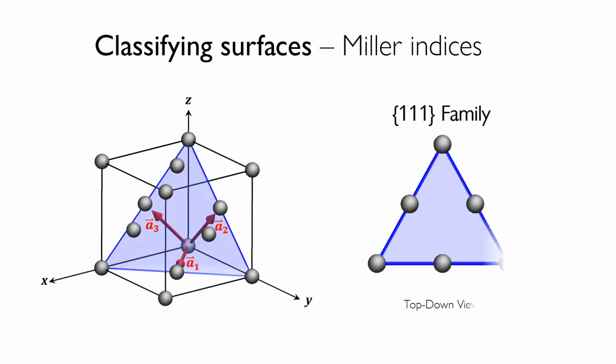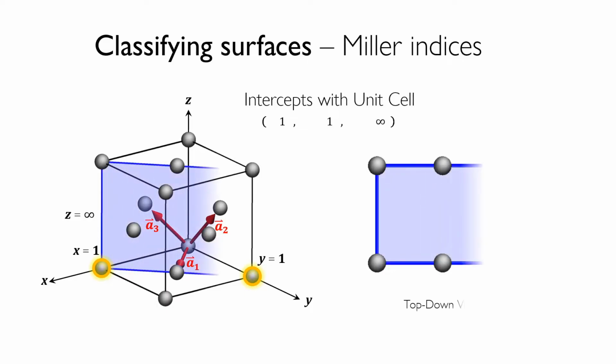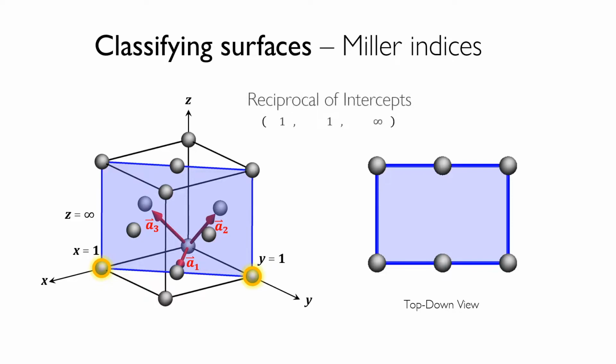Another important facet is obtained by a cut that intersects with the x and y axes at x equals 1 and y equals 1 and spans the entirety of the z-axis. In this case, the intercepts can be thought of as x equals 1, y equals 1, and z equals infinity. Taking the reciprocals of these intercepts results in a value of 1, 1, 0 for the Miller index. It's worthwhile for you to pause and consider how, using symmetry, you could obtain other planes in the {1, 1, 0} family.